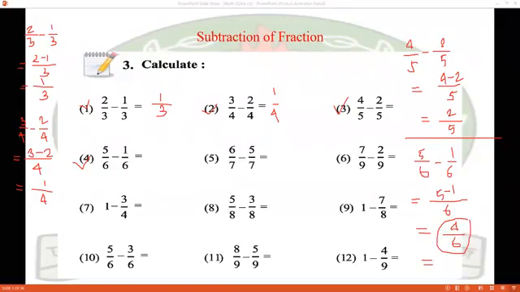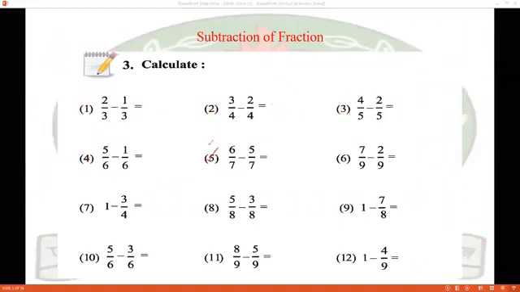We divide by 2: 4 divided by 2 we get 2, and 6 divided by 2 we get 3. So the result here will be 2 by 3. This result and this result are the same. This is called the same fraction, equivalent fraction. So both results are right. You can write one of each.